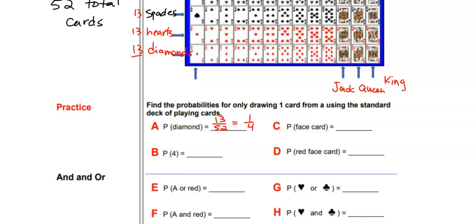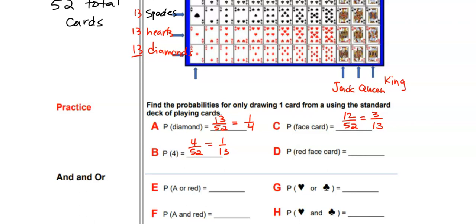Probability of drawing a 4. There are 4 4s out of 52 cards. And that reduces. Each of those are divisible by 4. And that will reduce to 1/13. Face cards, we just talked about that. There are 12 total face cards out of 52. And that ends up reducing to, let's see, what would that be? 3 out of 13. If we divided those each by 4, we would get 3/13.